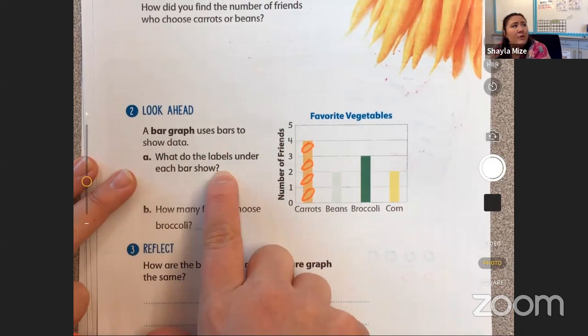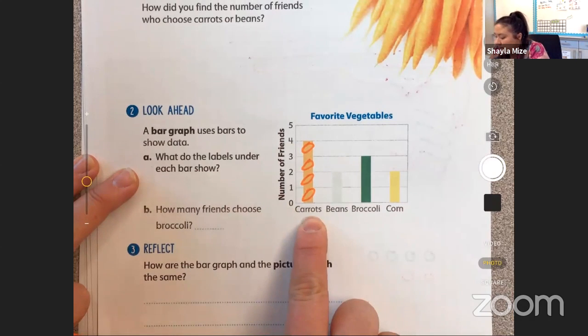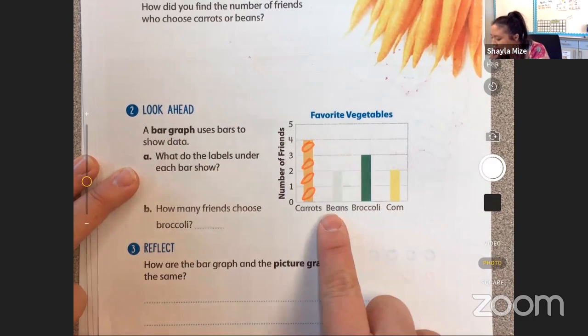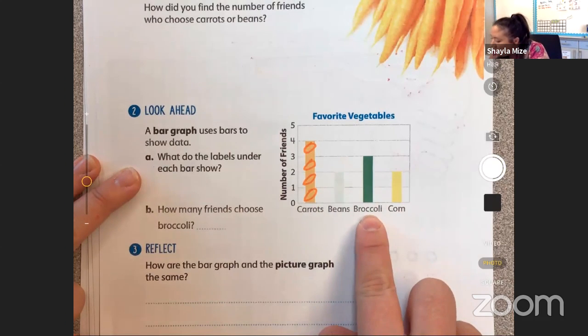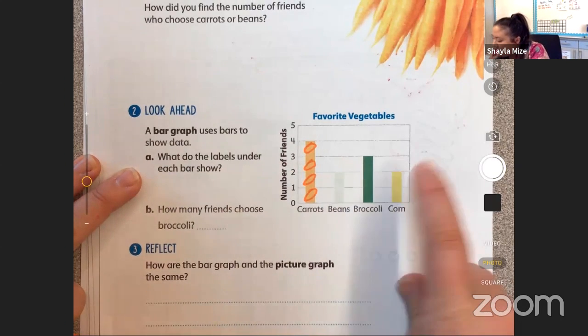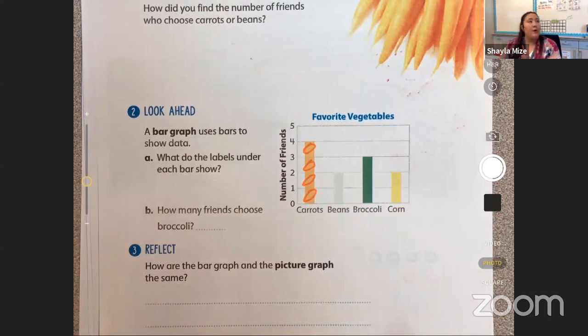So what do you label under each bar? Well, carrots, there's 4 carrots. Beans, there's 2 beans. Broccoli, 3 friends liked broccoli. And corn, 2 friends liked corn. So this is a bar graph.